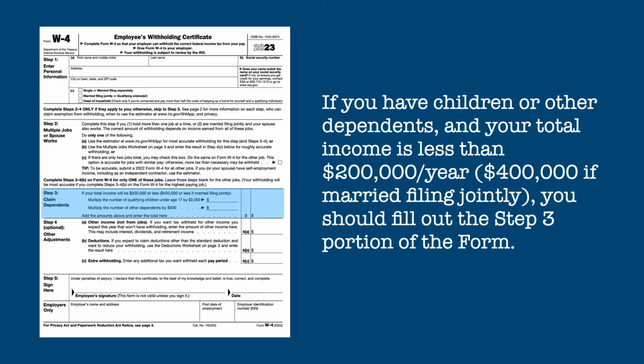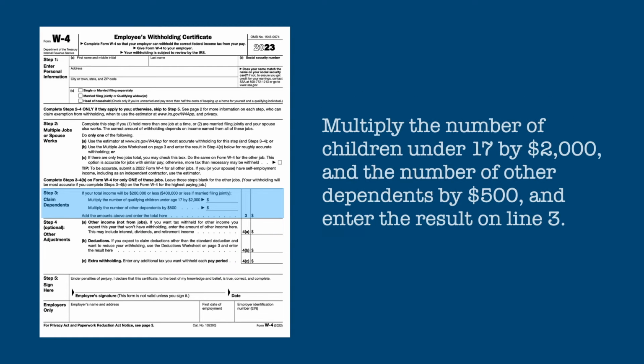If you have children or other dependents and your total income is less than $200,000 per year, or $400,000 per year if married and filing jointly, filling out the Step 3 section of the form will reduce your withholding to compensate for these credits. To complete this step, multiply the number of your children under age 17 by $2,000 and the number of other dependents by $500 and enter the result on line 3.